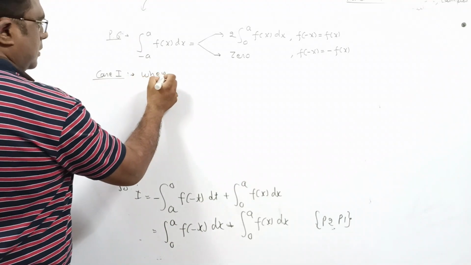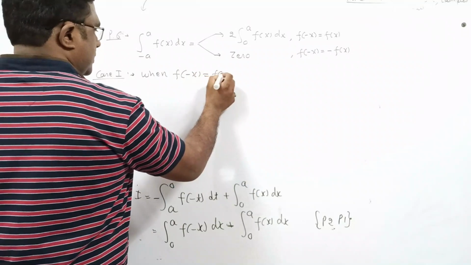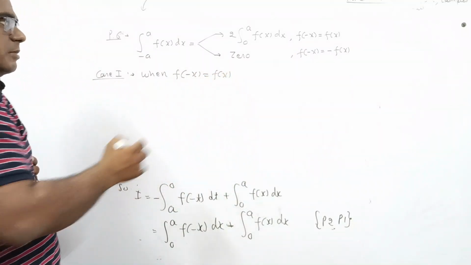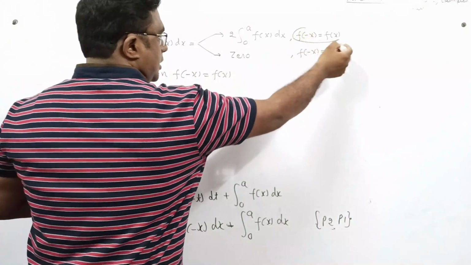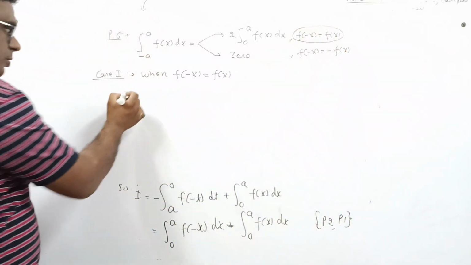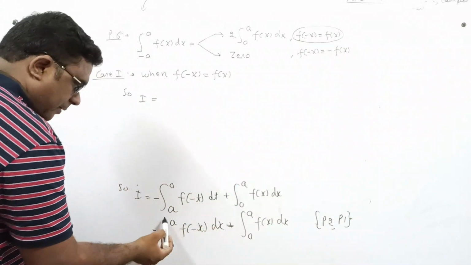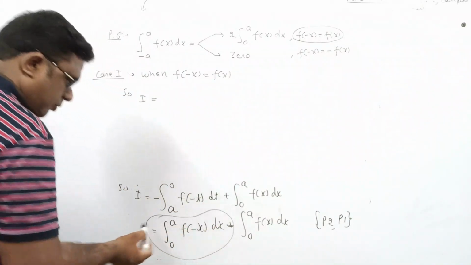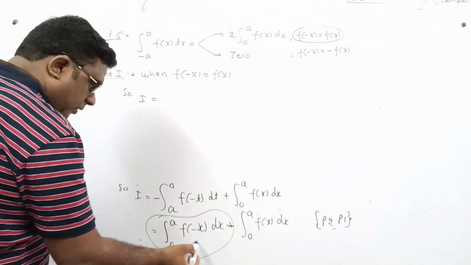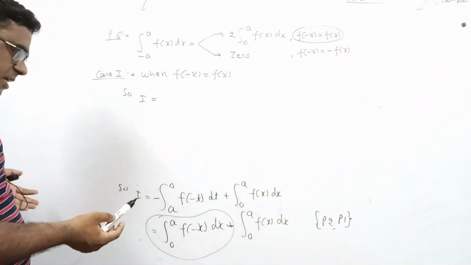When f(-x) is equal to f(x). Where is this case coming from? You can see that in case first, f(-x) was equal to f(x). So the integration is equal to... Now in this step, you have to put the value of f(-x), and the value of f(-x) is f(x).